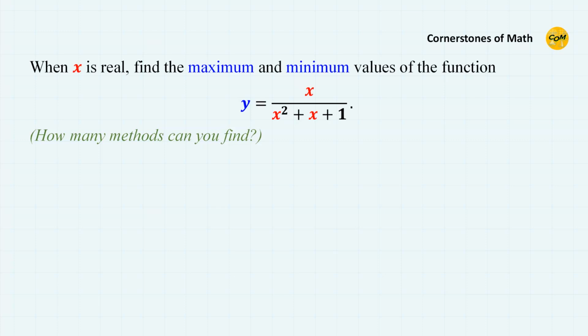Today's problem is rather simple. When x can have real values, we need to find the maximum and minimum values of the function y equals x over x squared plus x plus 1.